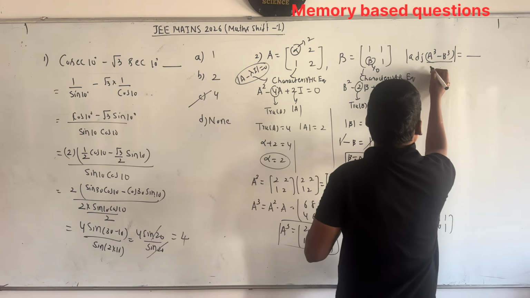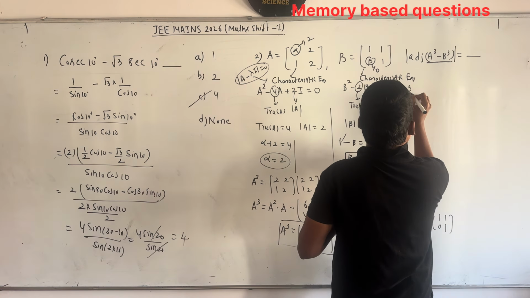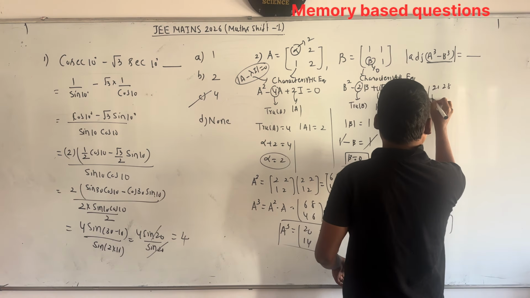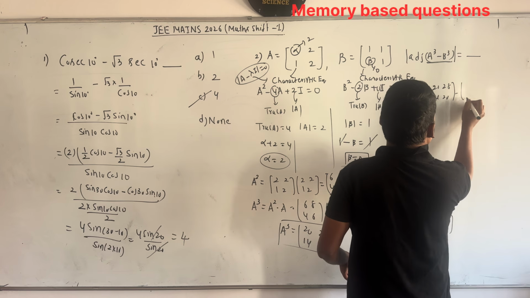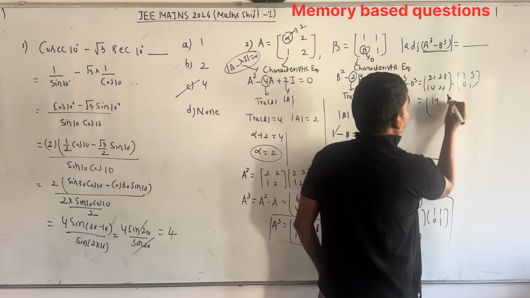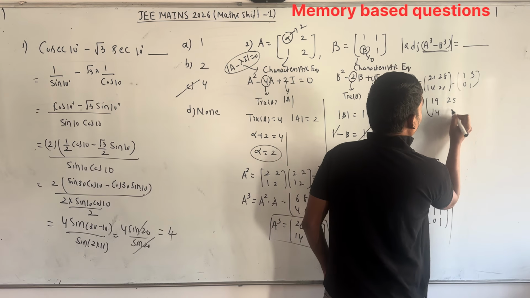Find out the matrix of a cube minus b cube. So a cube minus b cube equals 20 28 14 20 minus 1 3 0 1. So 20 minus 1 is 19, 28 minus 3 is 25, 14 minus 0 is 14, 20 minus 1 is 19.